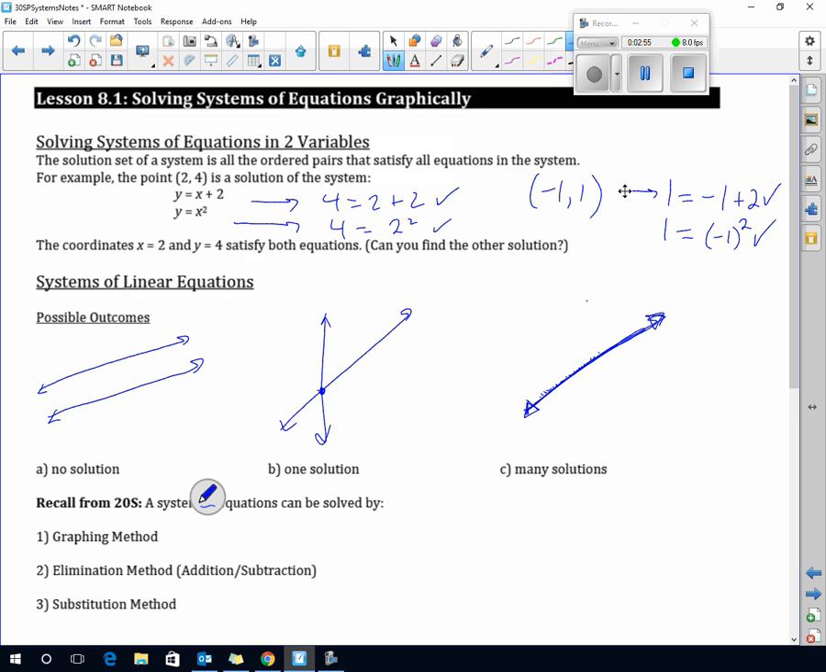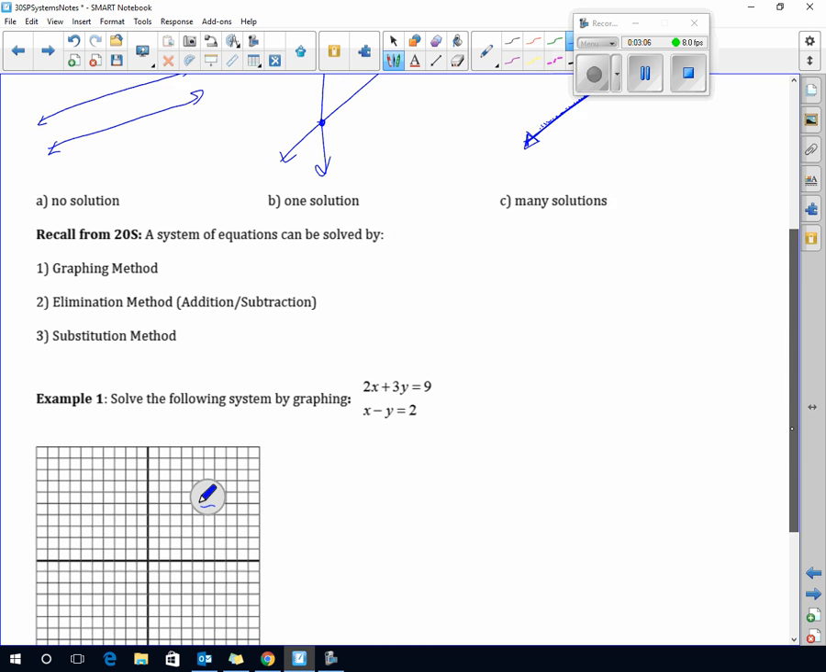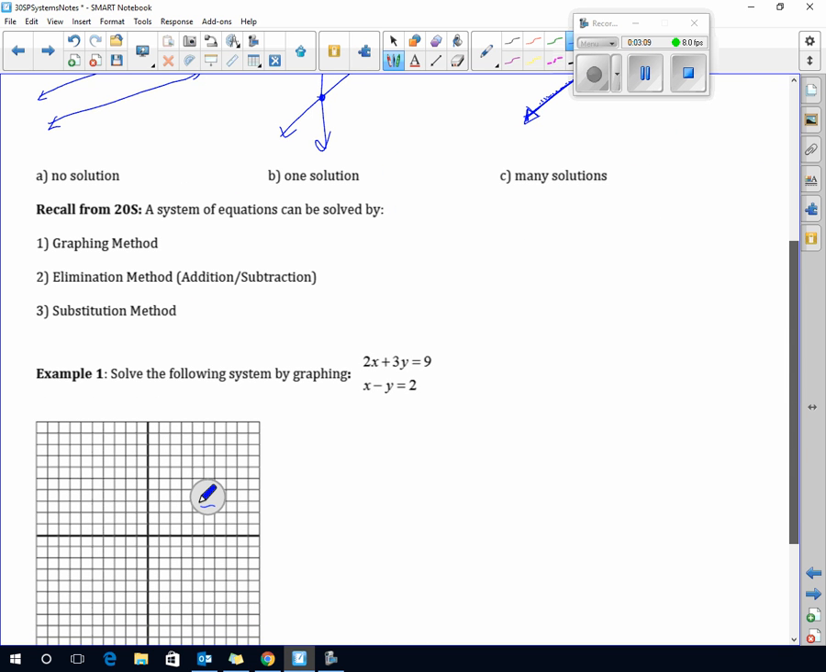All right, so recall from 20s, I know it was a long time ago, you could solve the system by graphing. What was wrong with graphing? It takes a while. What else is wrong with it? Yeah, the intersection might be between two points, so then you're kind of just estimating where it is. Also, if you didn't graph really precisely, you're off. It's not a very accurate method unless you use your graphing calculator, which would graph it precisely.